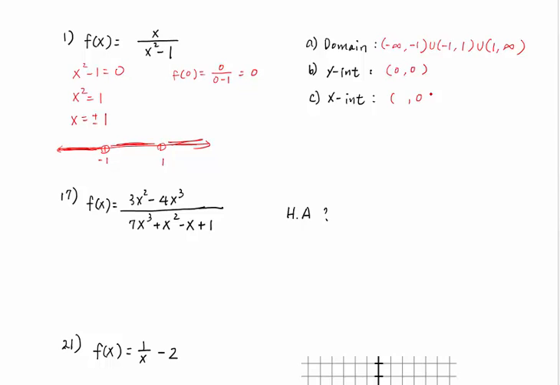X-intercept, you would let y equal 0. Well, if you set this equal to 0, the only time a fraction is going to be 0 is when the numerator is 0. So (0, 0). You may also have already noticed over here Y-intercept is (0, 0). That means it's also an X-intercept. So that's number 1.